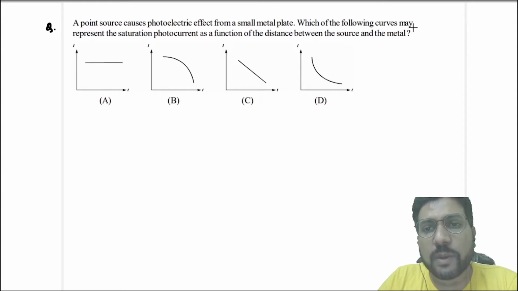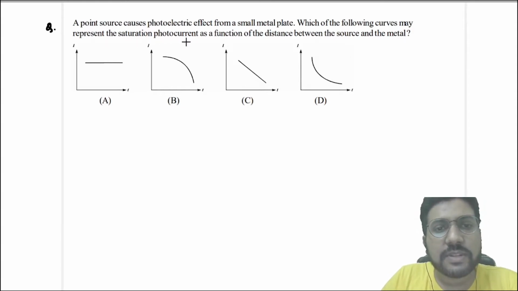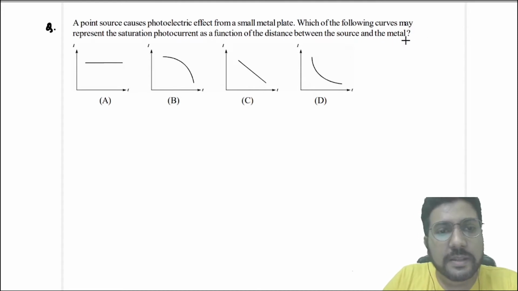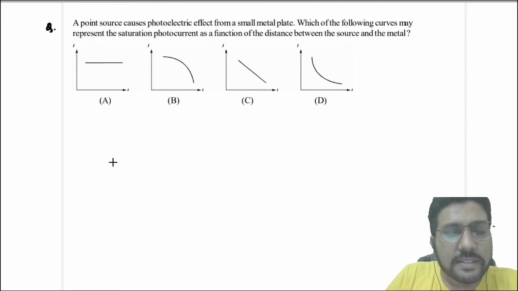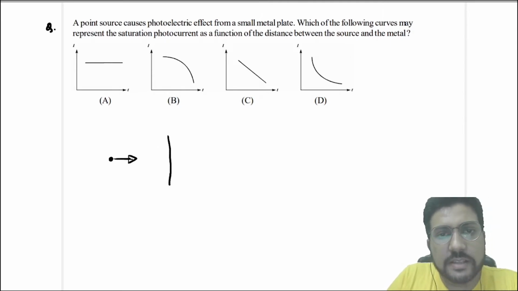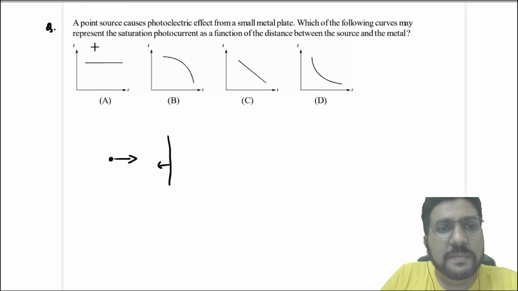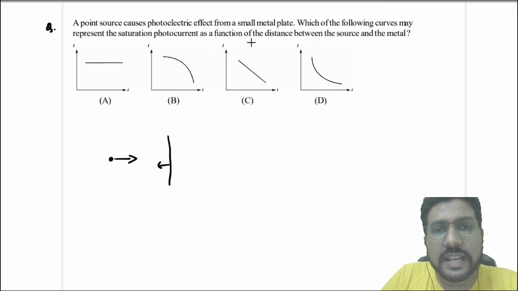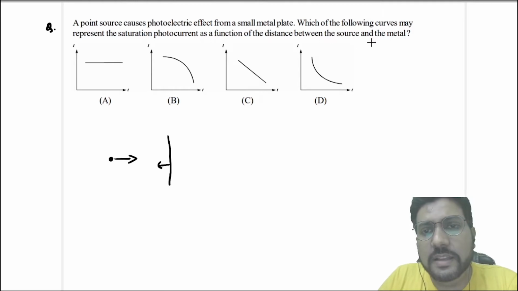Which of the following curves may represent the saturation photocurrent as a function of the distance between the source and the metal? So what they are saying is there is a point source and from there light is emitting, and it is causing photoelectric effect from a metal plate. Then which of the following curves may represent the saturation photocurrent as a function of the distance between the source and the metal?